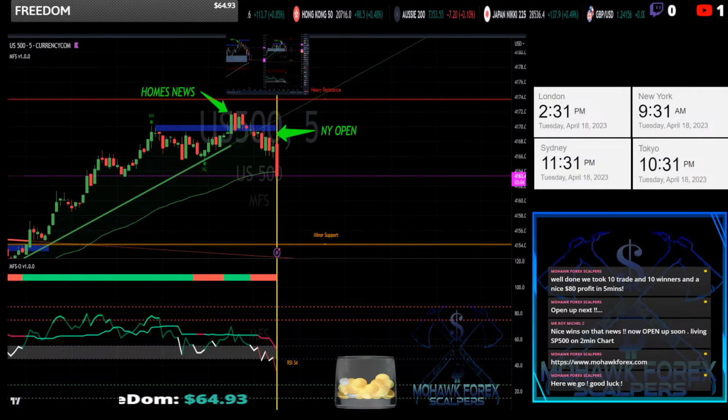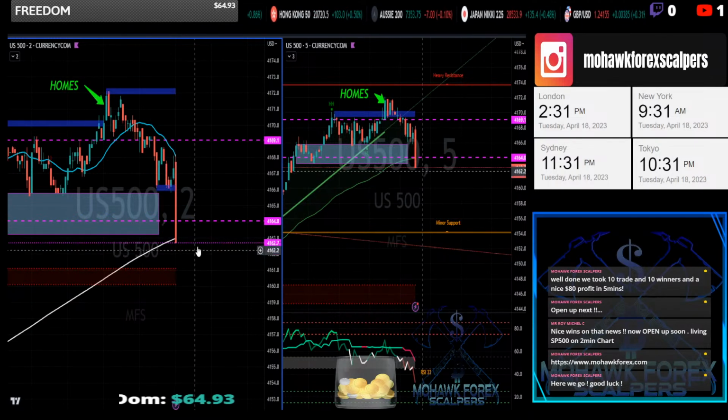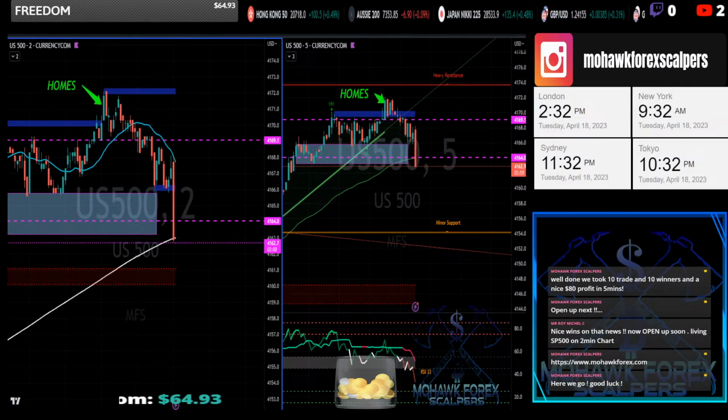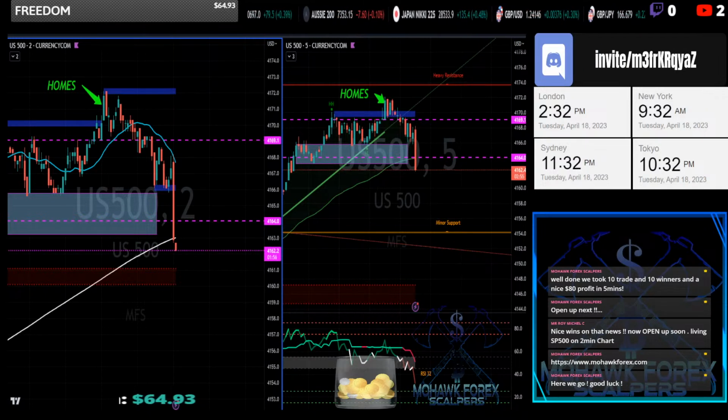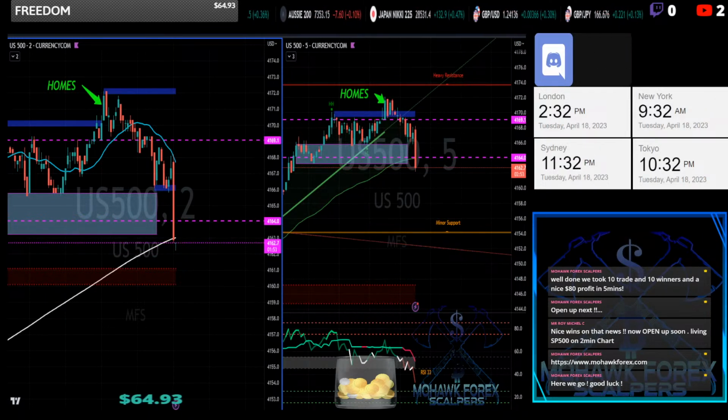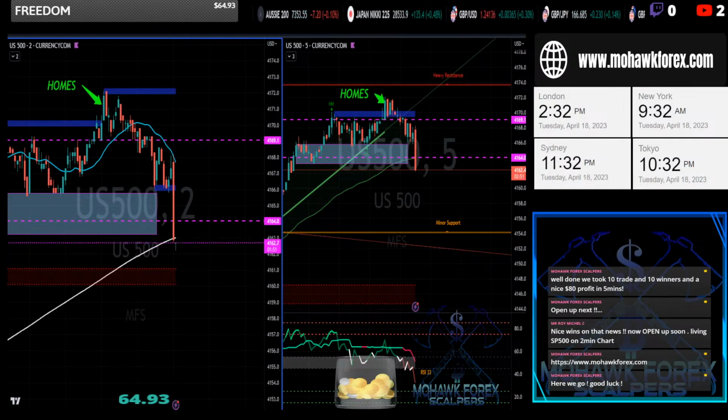There we go on the bigger chart. You can see that drop. If it breaks the 200, look at that. Oh, what a drop. We're going down to our zone there. Look, it's going to retest that 200.